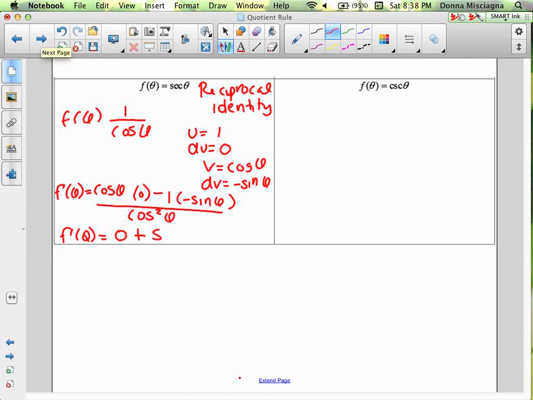So 0 plus sine theta divided by cosine squared theta. All right, but we're not done yet. Let's simplify this a little bit. We don't want a derivative that's got a denominator. No denominators. So sine theta divided by cosine squared theta. Well, what is cosine squared theta?